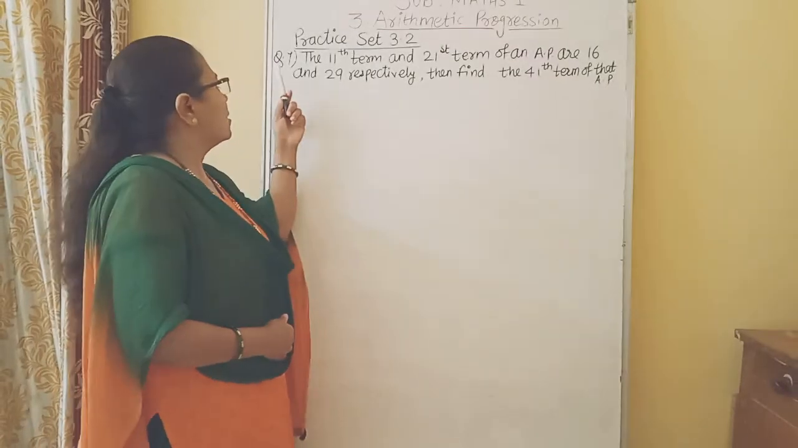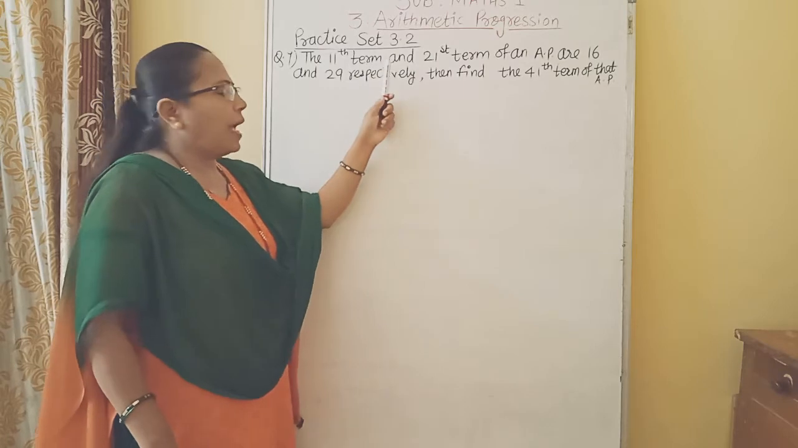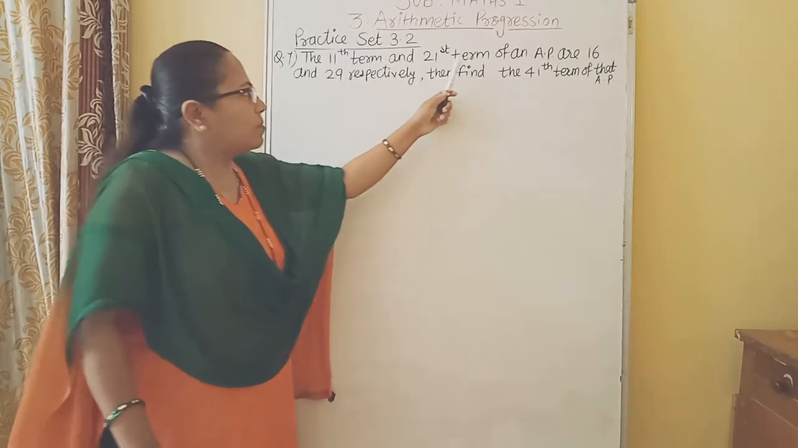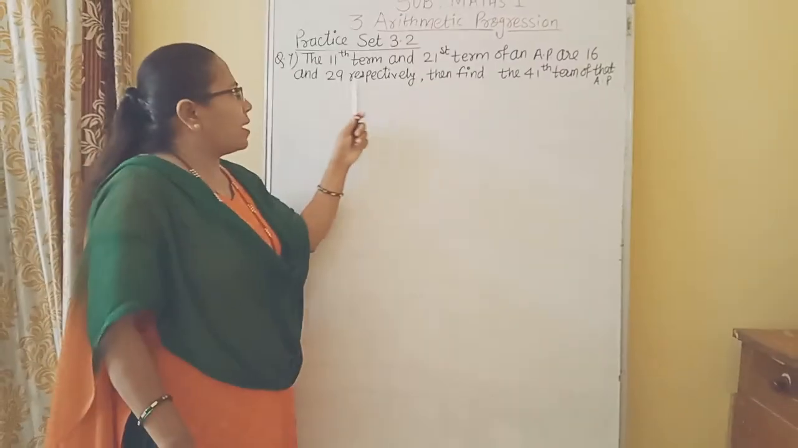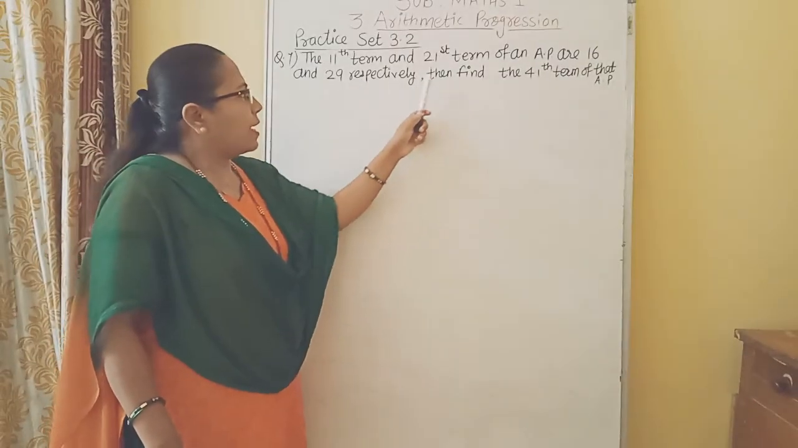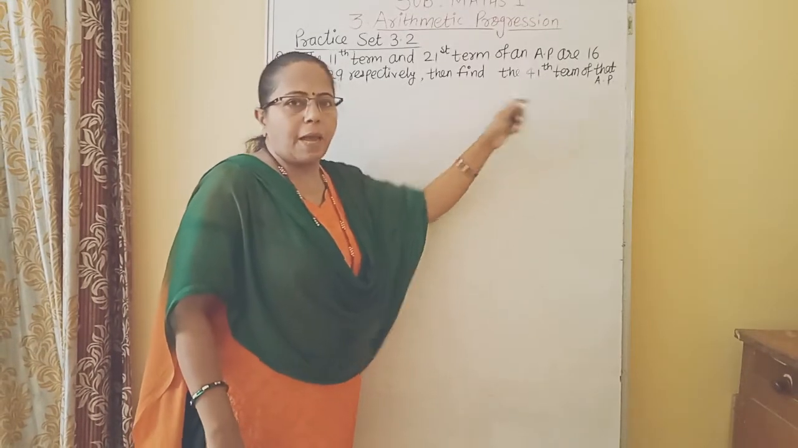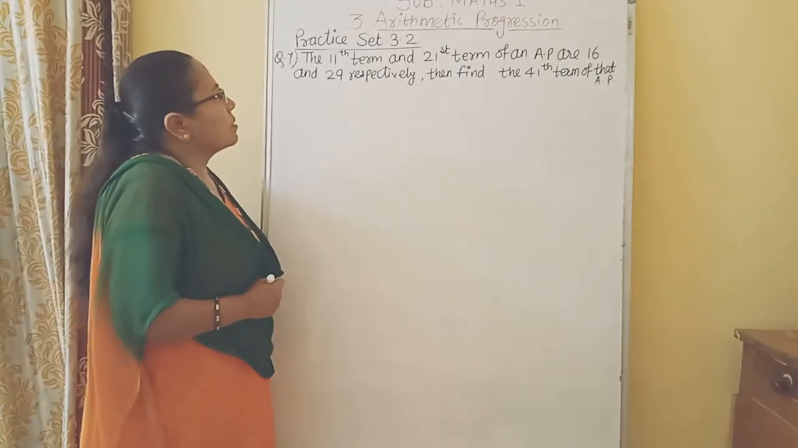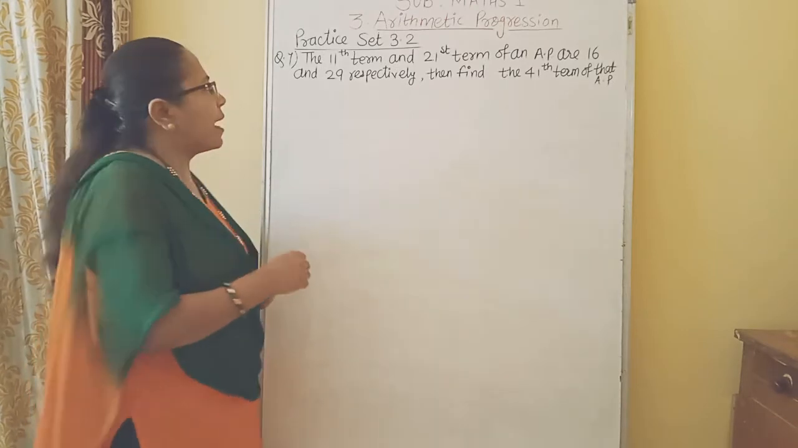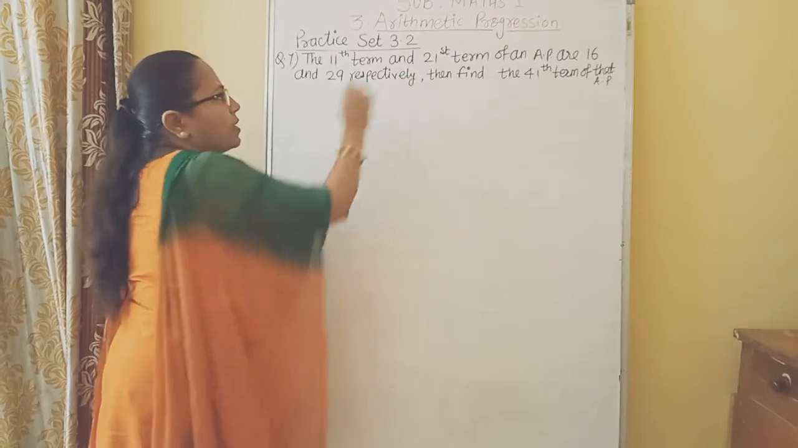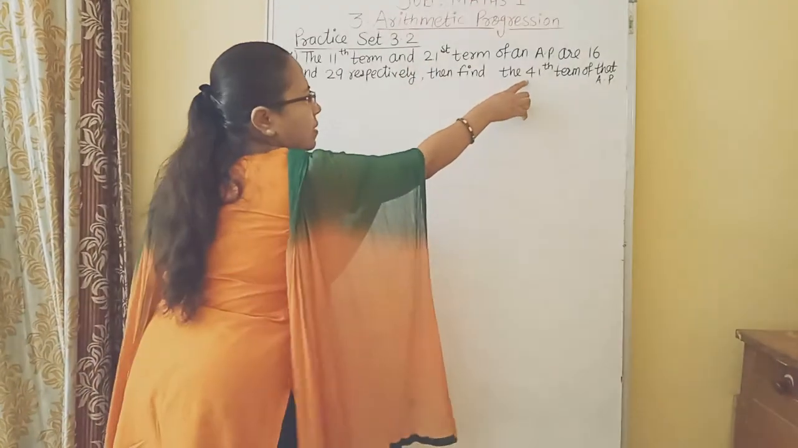Now question number 7. The 11th term and 21st term of an AP are 16 and 29 respectively. Then find the 41st term of that AP. Now student, here the AP is not given directly. Instead, the 11th term and 21st term are given, and we have to find the 41st term.